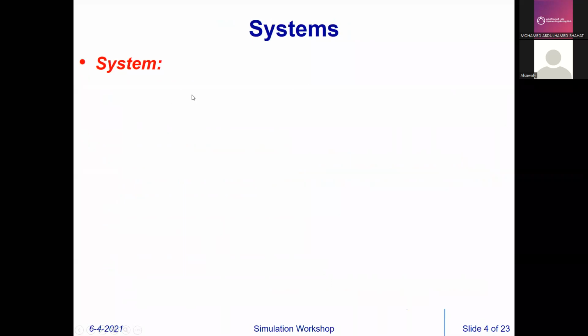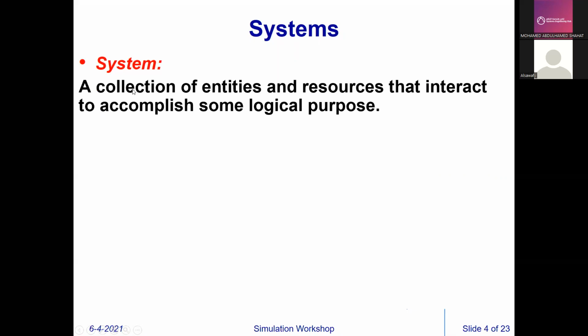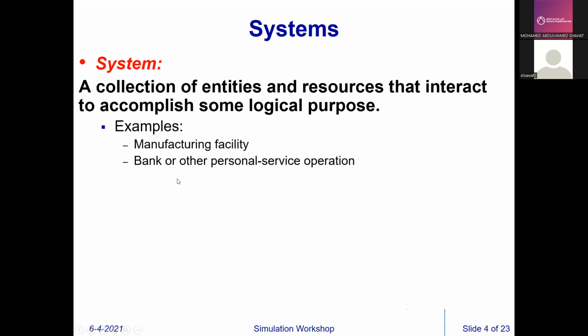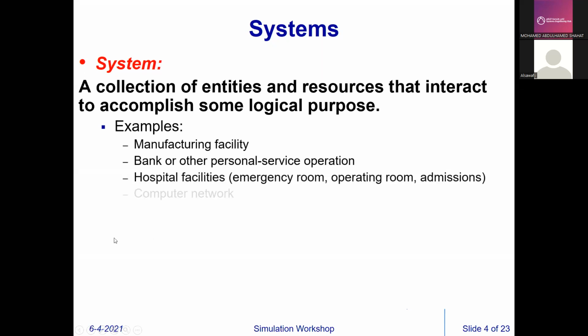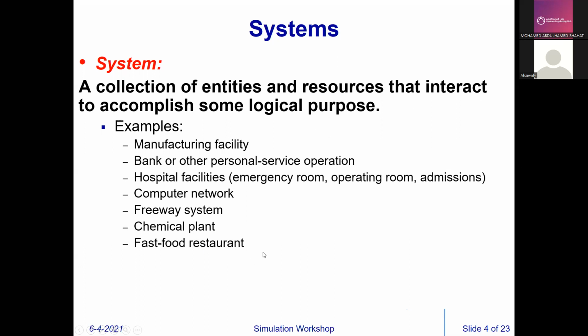Okay. What's the definition of a system? Since you are industrial and systems engineers, you should be aware of the definition of a system. A system is a collection of entities or objects and resources that are interacting with each other to accomplish some logical purpose or a certain goal. Examples: manufacturing facilities, banks, hospital facilities, emergency rooms, computer networks, freeway systems, chemical plants, fast food restaurants, supermarkets, and so on. We see that most of these systems could be simulated for sure.